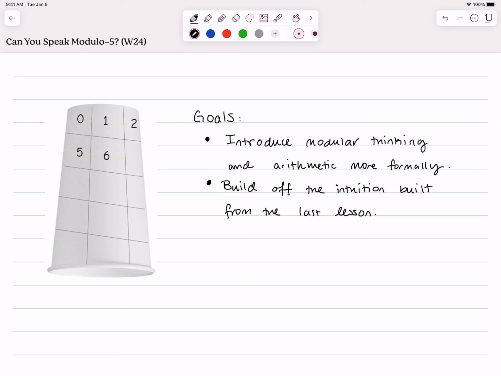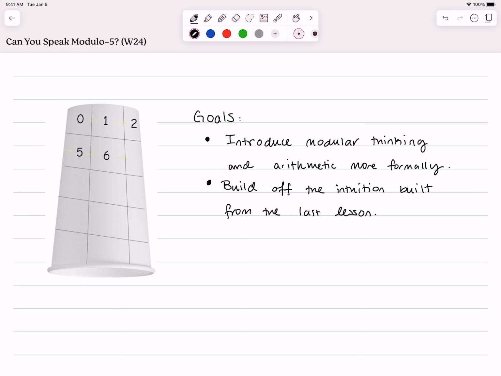Hello everyone. Today we're going to be talking about the Can You Speak Modulo 5 activity. The goals of this activity are to introduce modular thinking in a more formal way and to build off the modular thinking intuition that we built in the last lesson with the Lunar New Year. So this is going to be to formalize this clockwork arithmetic idea.